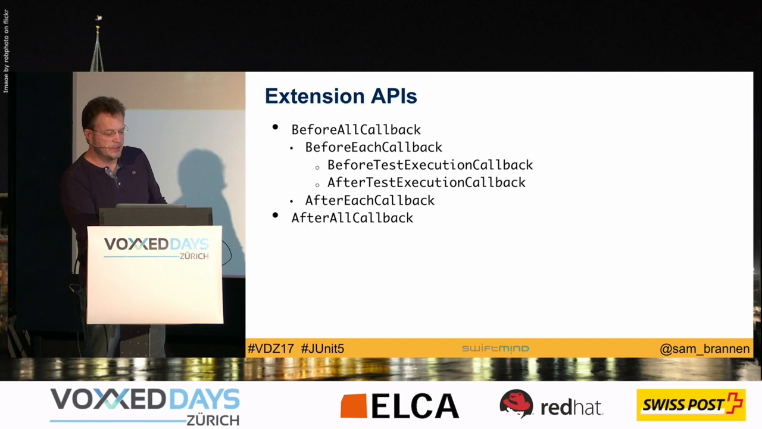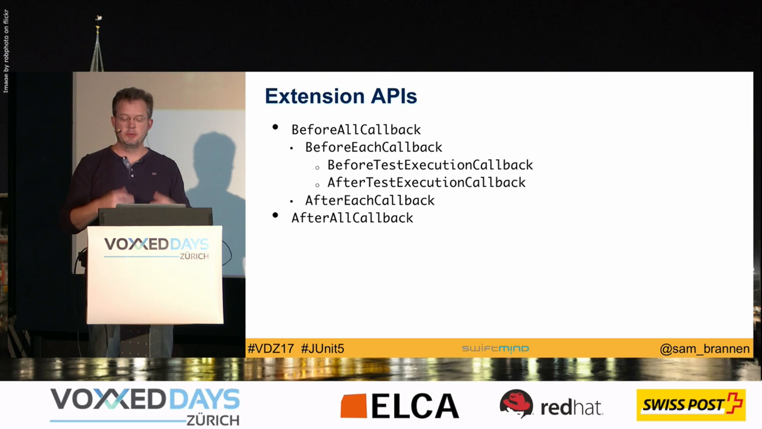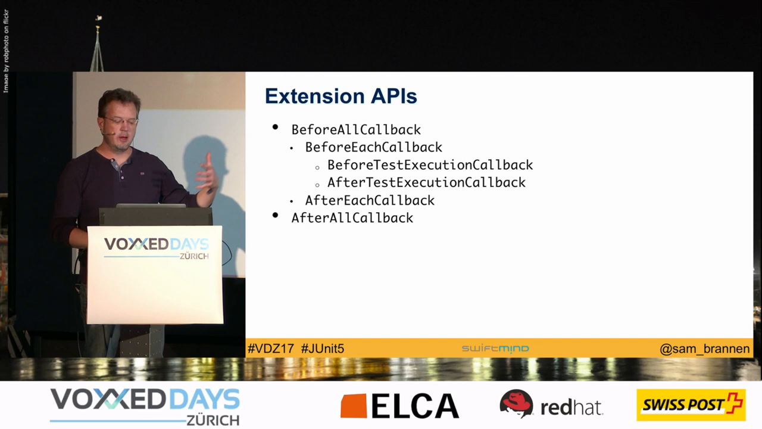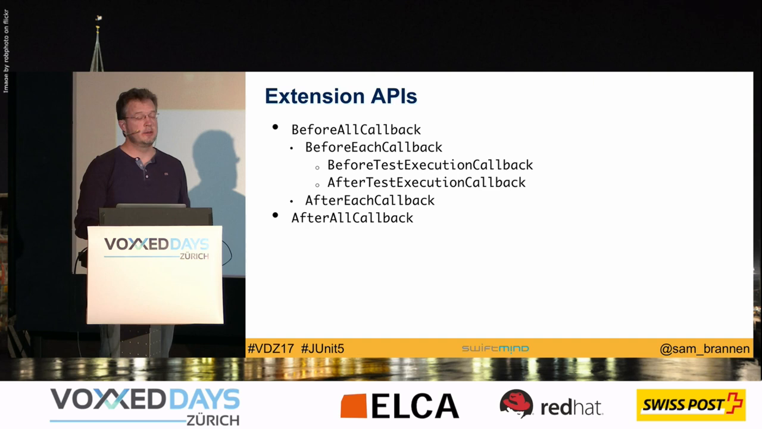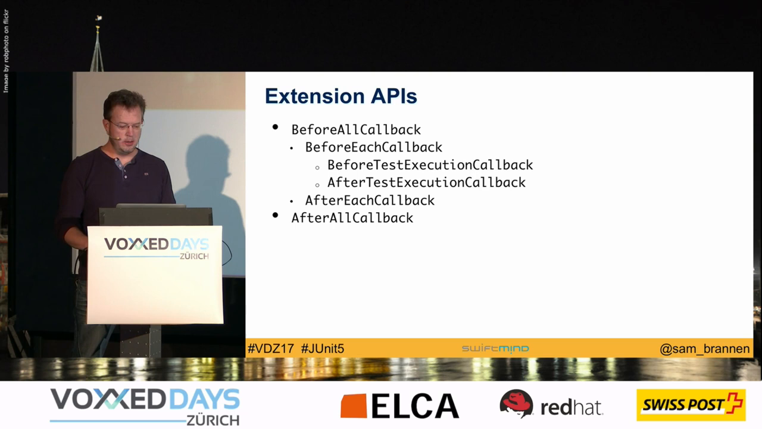But we have several callbacks, so several APIs for lifecycle management of your tests. So we have before all, which is like before class in JUnit 4, and then nested inside that we have the instance level before each and after each. And we have another level, more fine-grained, immediately before and immediately after a test method is executed. That's the before test execution callback and the after test execution callback.